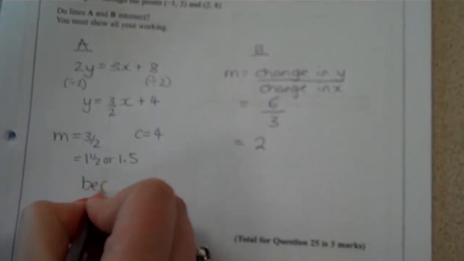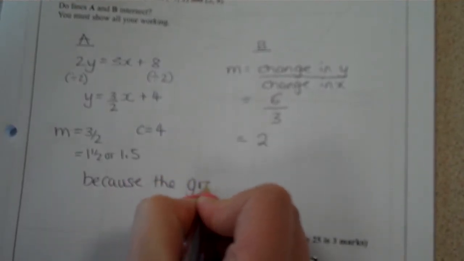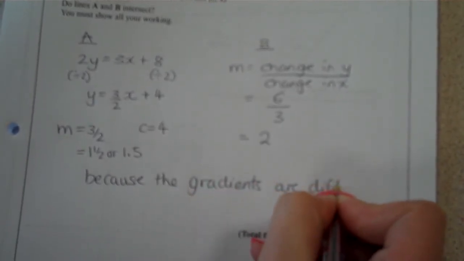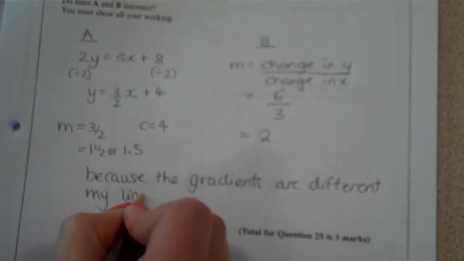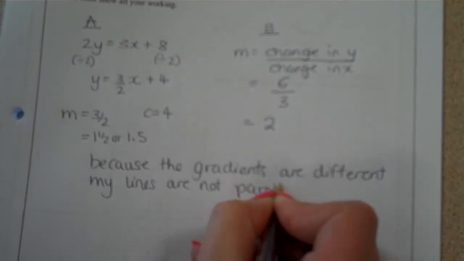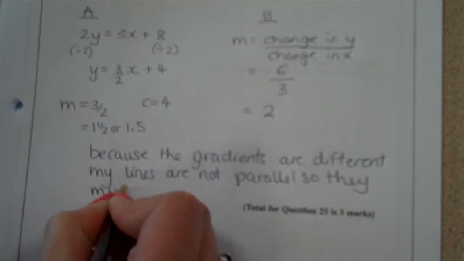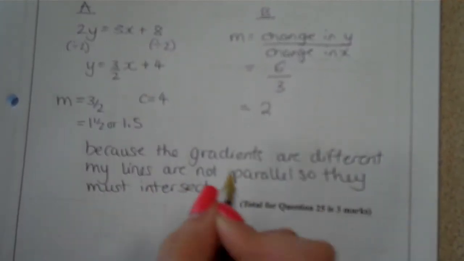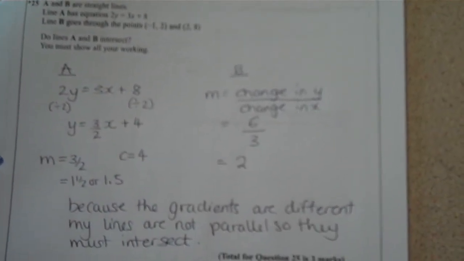Because my gradients are different, my lines are not parallel, so they must intersect. And that statement is crucial because this is a starred question, so therefore you must make that conclusion at the end.